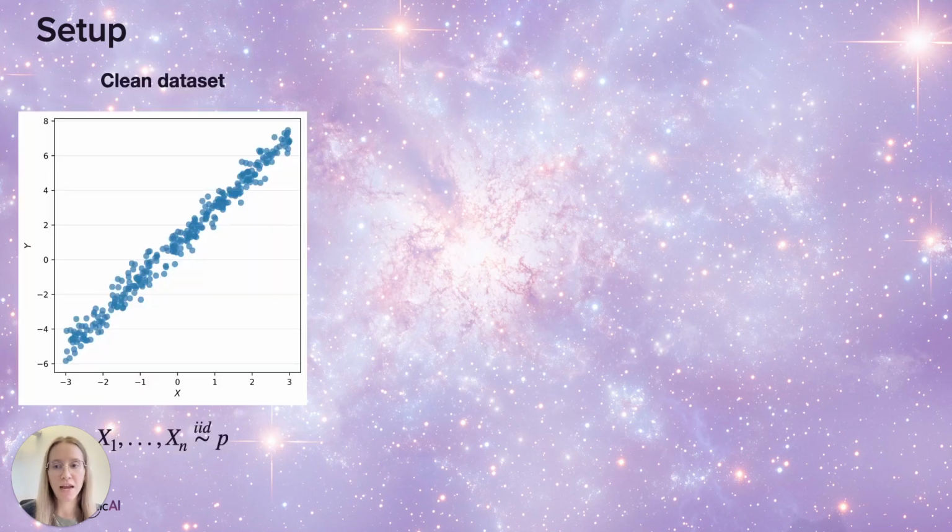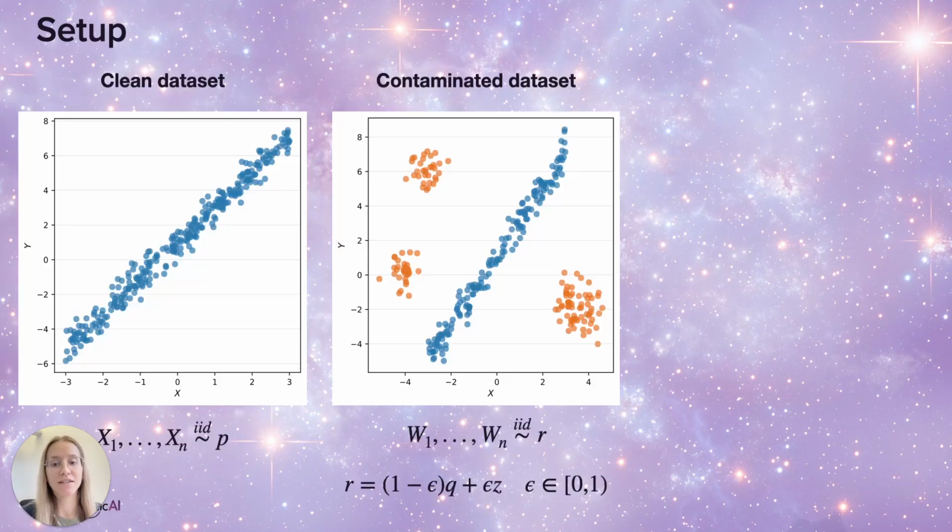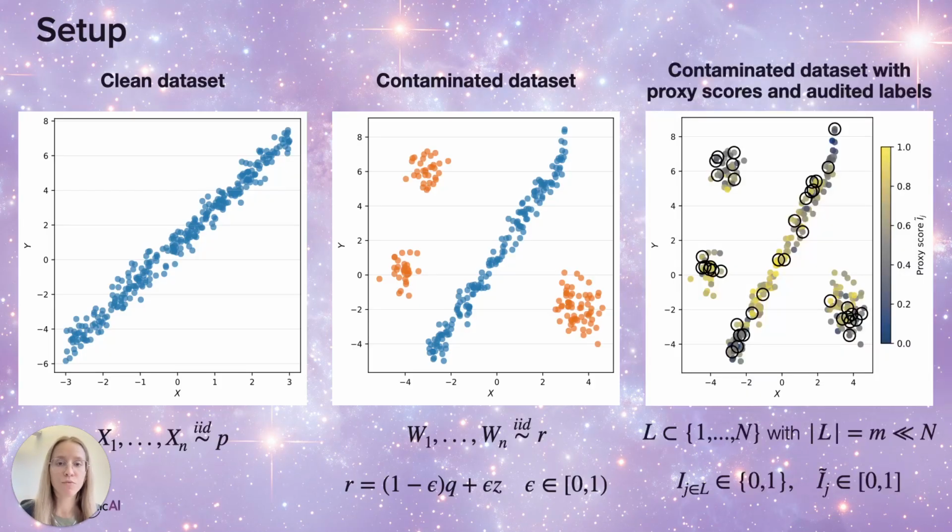So first, we have a clean data set distributed IID according to P. Then we have a contaminated data set distributed IID according to R, where Q is the target distribution, which we see in blue on the plot, and Z is the contaminating distribution, which we see in orange on the plot. Then we also assume access to a subset L of data points for which we certainly know if they're target or contaminating data. And this is denoted with i_j element of L.